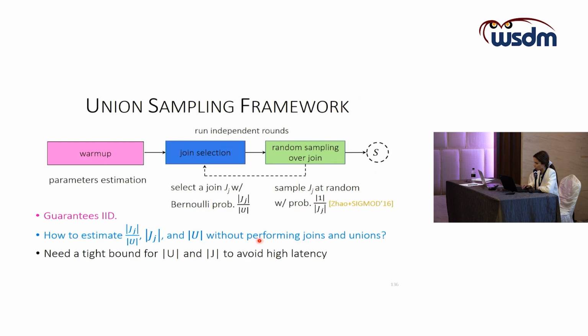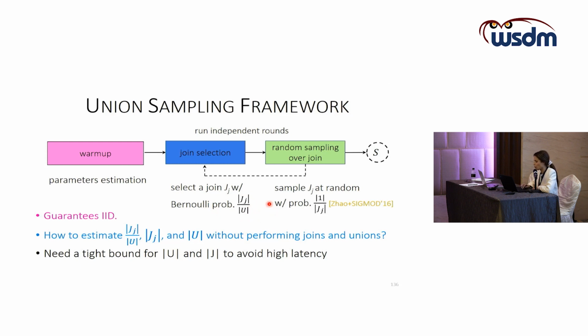However, it's difficult. What we need to do is to basically approximate this fraction, this probability for selecting joins. And to do that, we need to basically define an upper bound for the size of SAT union of joins. The tighter that bound, the lower the probability of selecting the join. The higher the probability of selecting a join, therefore we're reducing the latency.